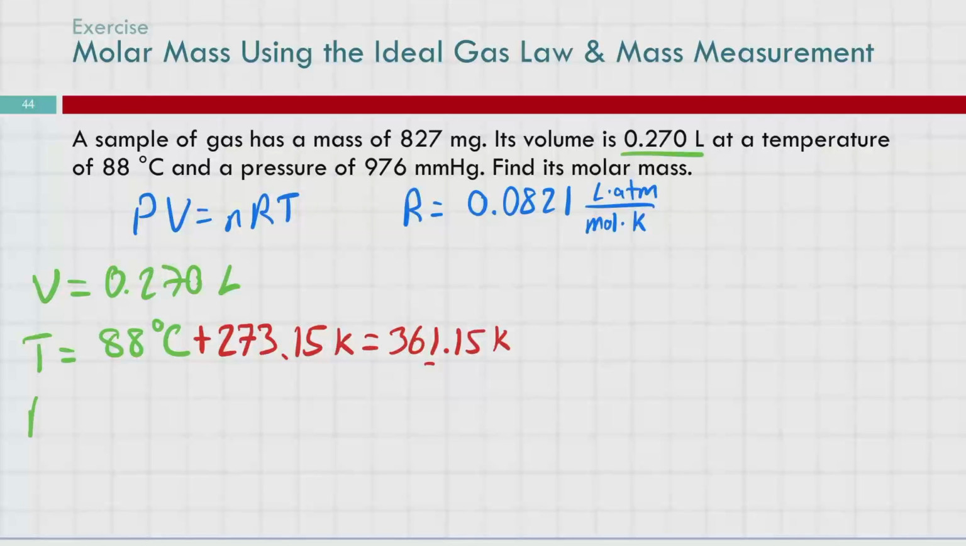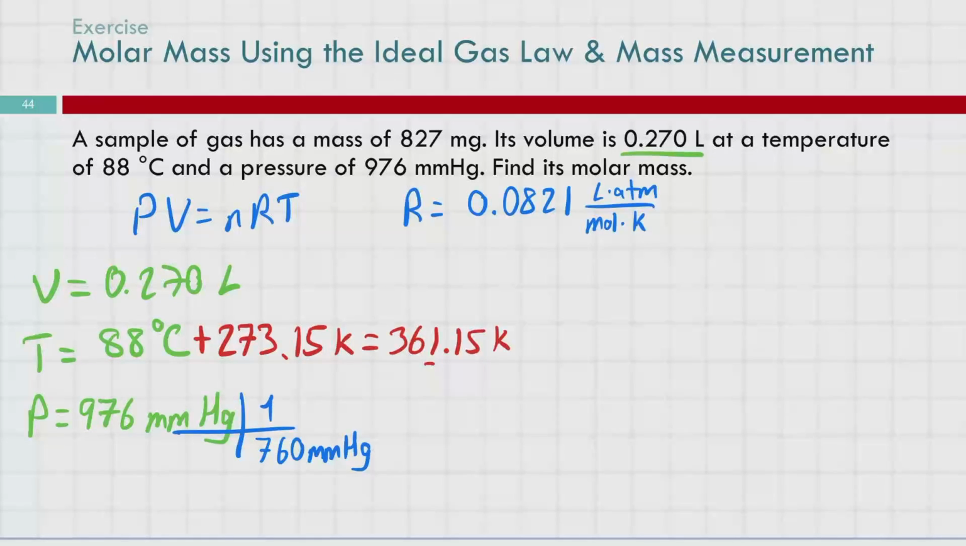We are also given pressure in units of mmHg, millimeters mercury, and we need those to be in atmospheres. Millimeters mercury is the same as torr. There are 760 of those units in 1 atmosphere. So we divide by 760 and we get something close to 1.28 atmospheres.